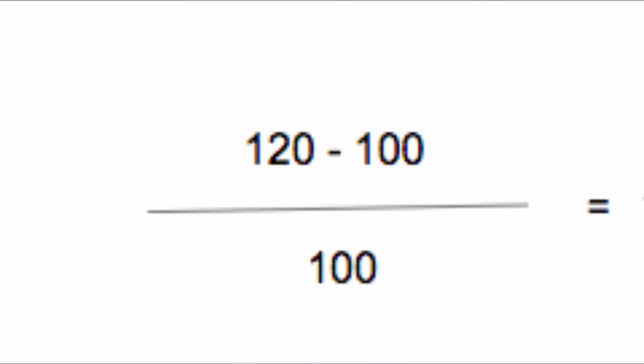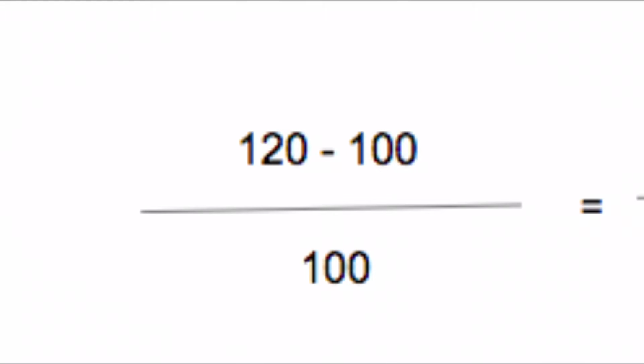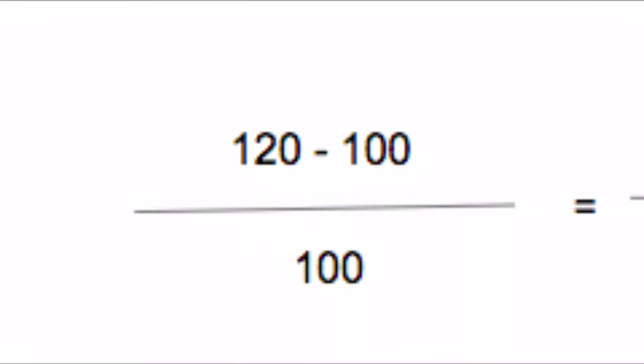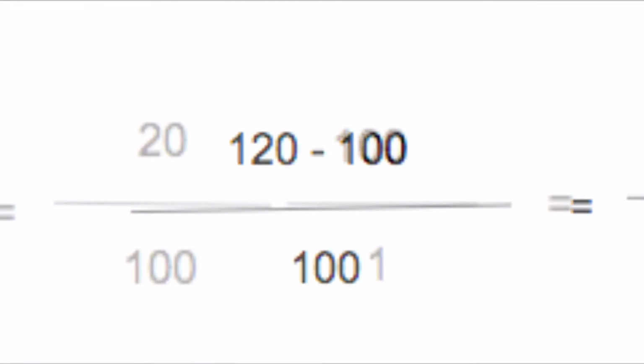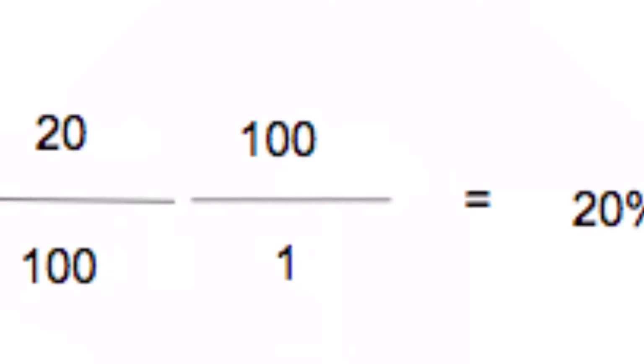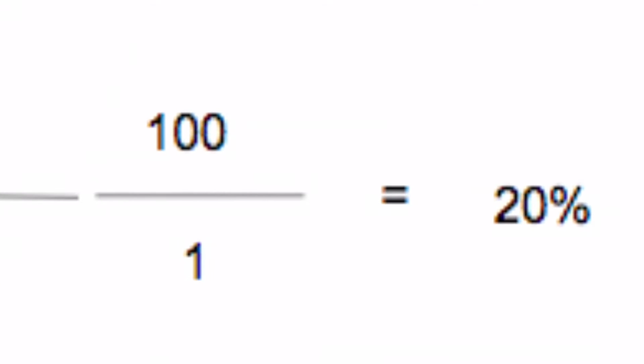Well, first we have up the top, we'll have $120 minus your initial cost, which was $100, over $100. And this will come out to 20 over 100. And we have that as a percentage, so you times it by 100% and you get 20%. That's your ROI. So that's the return on your money.